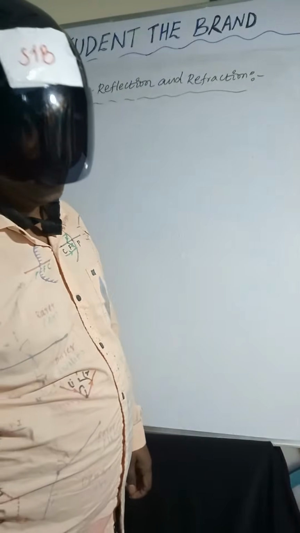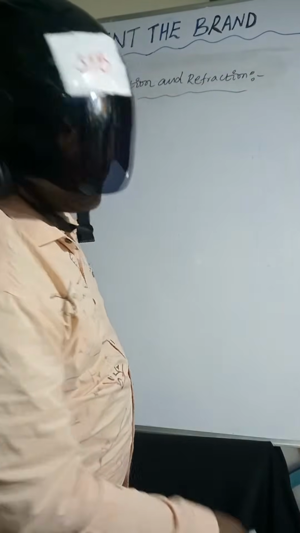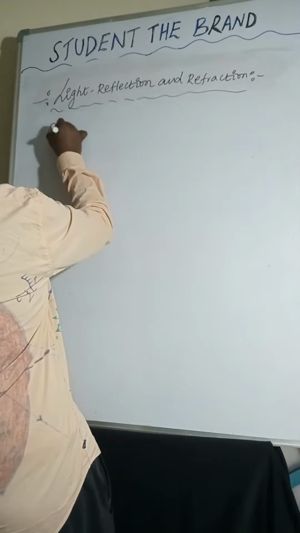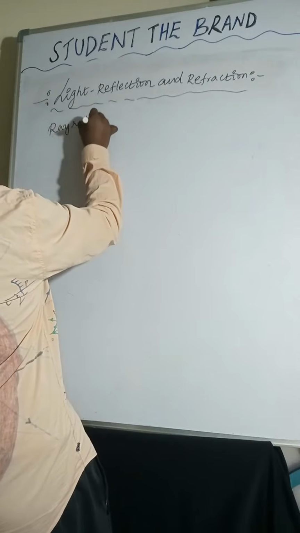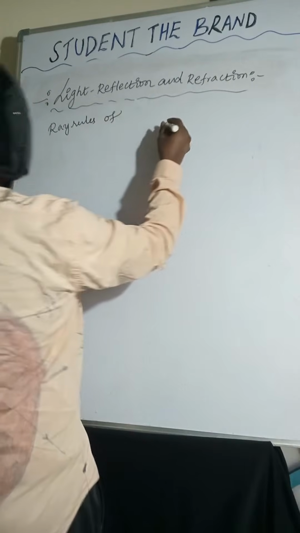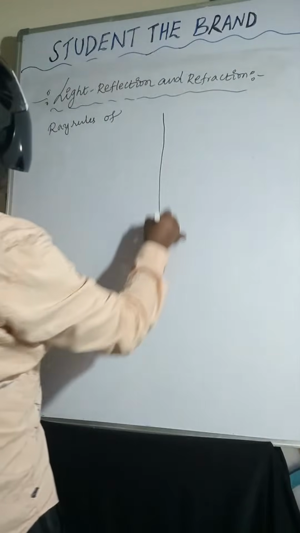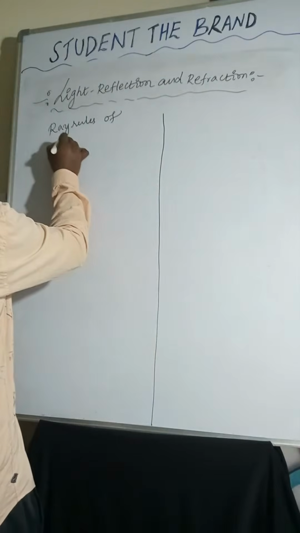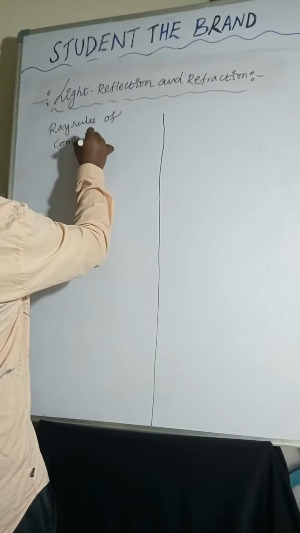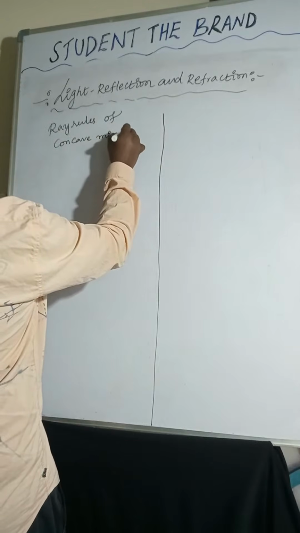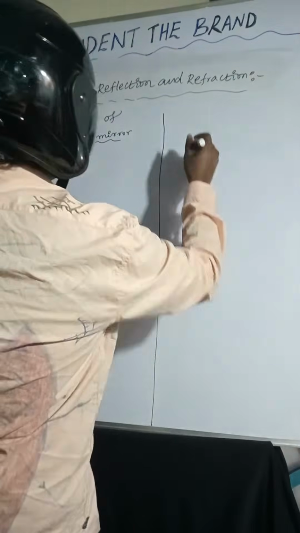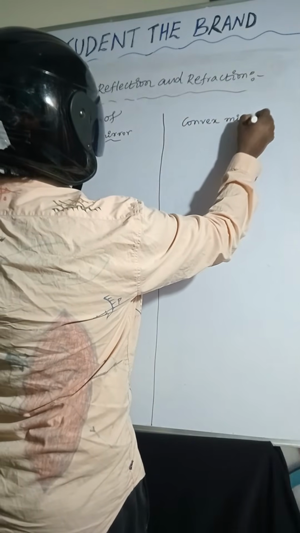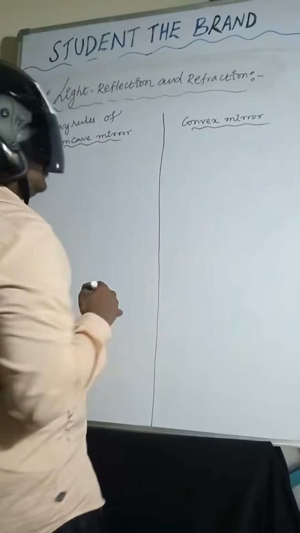Ray rules of concave mirror, we will discuss. See here. Ray rules of concave mirror on one side and convex mirror on the other. Here I am drawing a concave mirror, and here I am drawing a convex mirror. So check once. Concave mirror, and convex mirror.